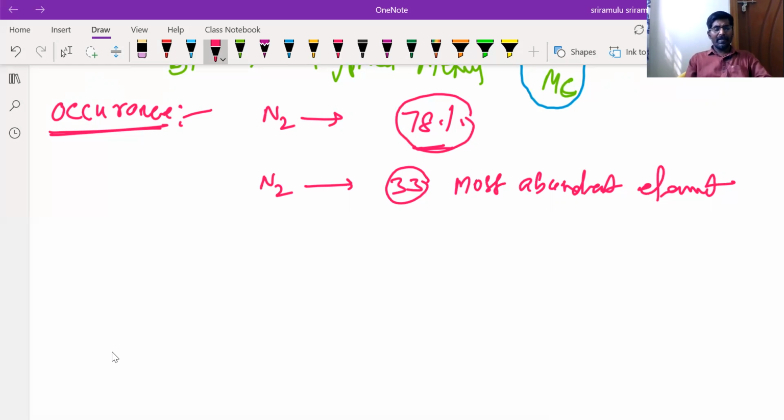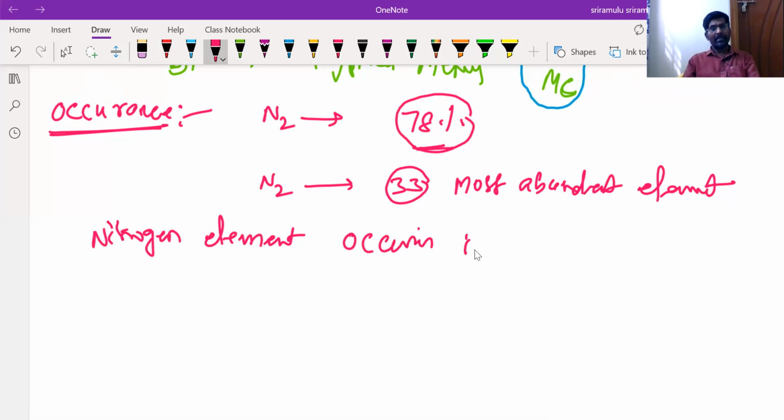And next, nitrogen occurs as nitrates. The nitrogen element occurs in different nitrates, like Chile saltpetre and Indian saltpetre, okay. Nitrogen elements occur in the form of nitrates.